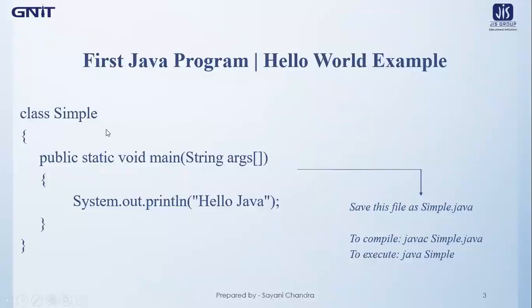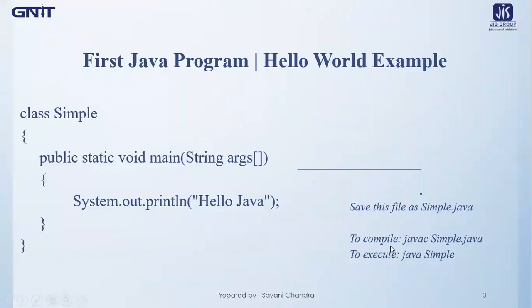But here, as of now, I am giving the main class name as the file name, and obviously the extension is .java. Like you have learned that the extension of C programs or C++ programs are .c and .cpp respectively. Here in Java language, the extension is .java.